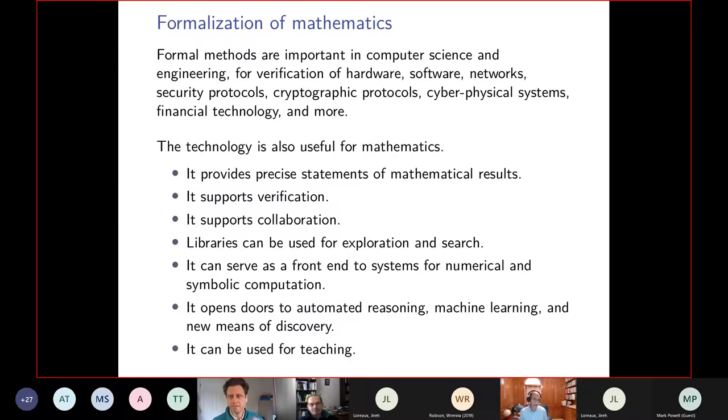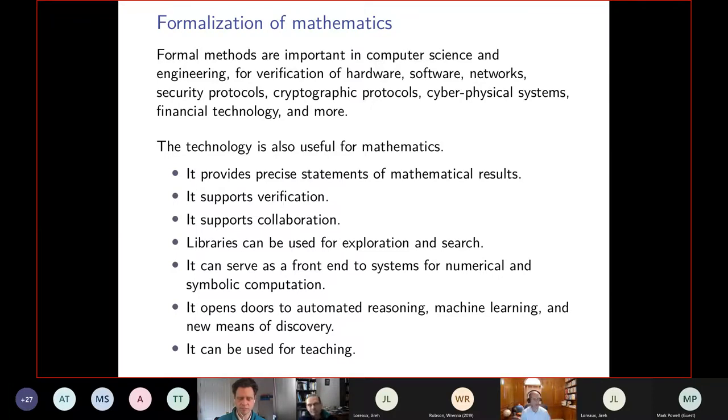In addition to verifying proofs, sometimes even just having precise statements of mathematical results and definitions and theorems is important. So it lets you do that, but it also lets you prove them and verify that your proofs are correct. By having precise statements, it facilitates collaboration. You can work collaboratively with people, and there's no ambiguity about what you mean.